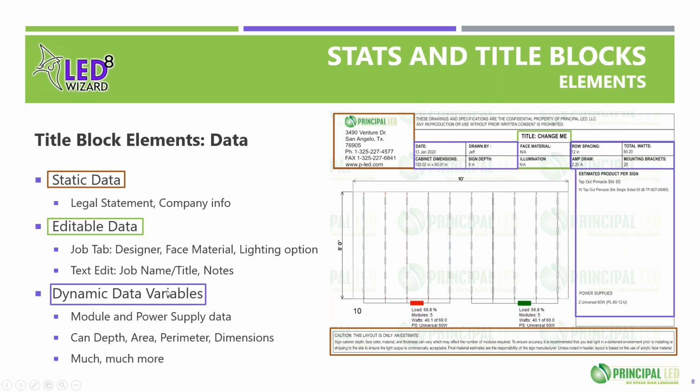And then there are dynamic data variables, and this is really the heart of it. This is most of what you want to have in here, and that's in the blue. We have a date field, we have the designer, depth, dimensions. This is a cabinet template, so we have row spacing, mounting brackets, amp draw, et cetera, and then here the actual LEDs and names and part numbers and how many, and power supplies, same thing. So that's really the data that is automatically populated from the job.